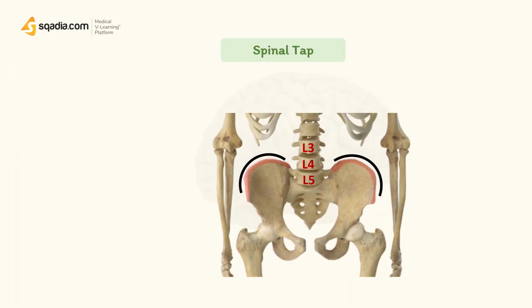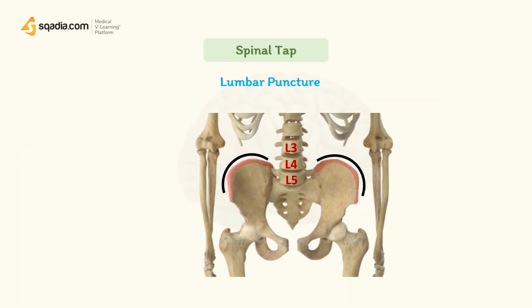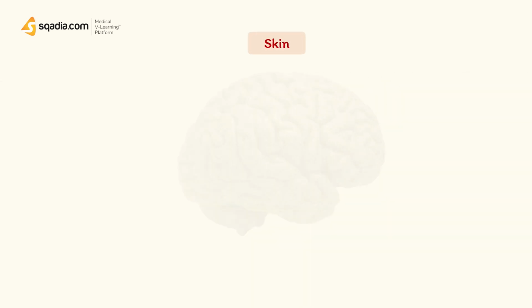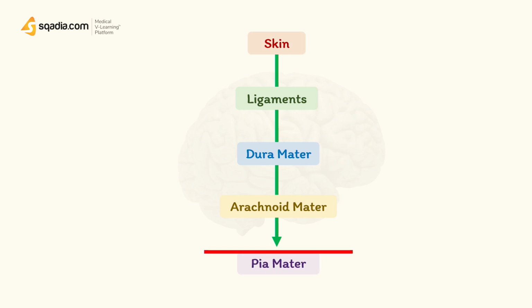Now, in spinal tap or lumbar puncture, we are taking out the cerebrospinal fluid from the subarachnoid space. We do this by landmarking the iliac crest and locating between L3 and L4 or L4 and L5. L4 and L5 is the more common site since the space between the two is largest and relatively easier to insert the needle into. Now, you have to know what layers you pass the needle through. So it's the skin, then the ligaments, then the dura mater, and then the arachnoid mater. Make sure you remember that you do not cross the pia mater, because you want to enter the subarachnoid space.